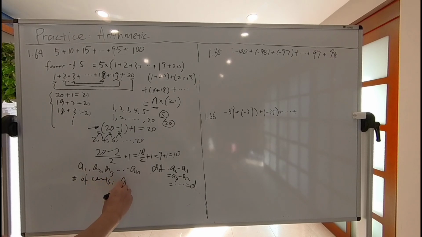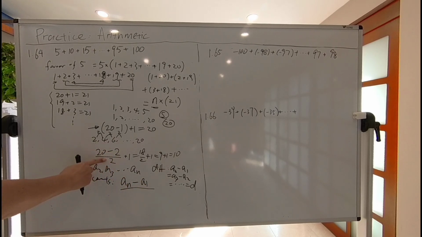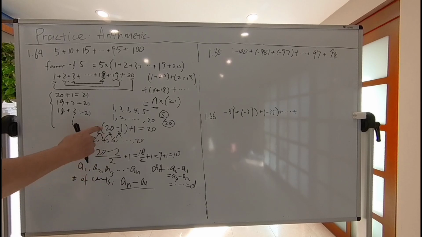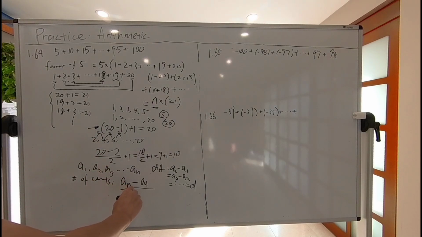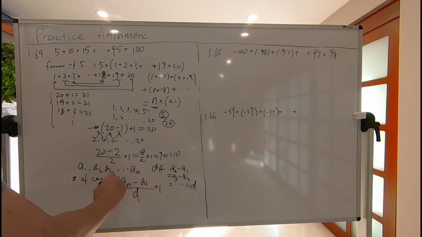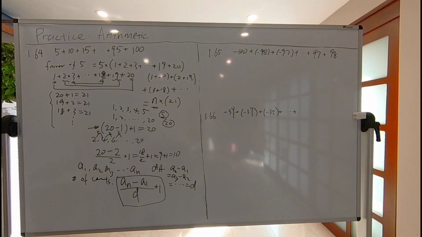will be, we use the last term, subtract the first term, right? To borrow the similar idea from the example we just saw, then divide it by the distance or the difference, and then plus 1. So this will help you find the number of counts from a series which has a constant distance.